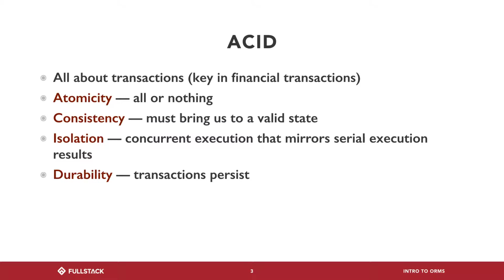2 and only 2. So Louisa also has 4 monies. And serial execution, serial means one after the other. And what we're trying to prevent here is any sort of deadlock happening.